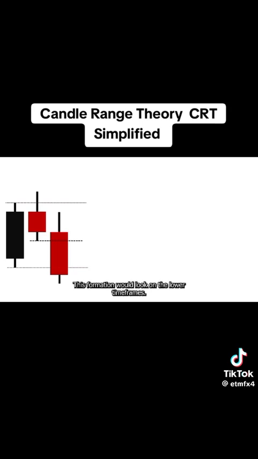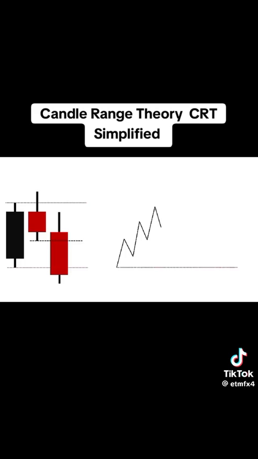How this formation would look on the lower time frames. As you can see, you have your bullish candle. Your bullish candle on the lower time frames will have consecutive swings. So this would be the bottom of your candle, and now this would be the top of your candle. So now starting off the next candle, the candle starts off bullish, takes out the previous candle, but quickly comes back inside of the range, forming your change of character on the lower time frames.